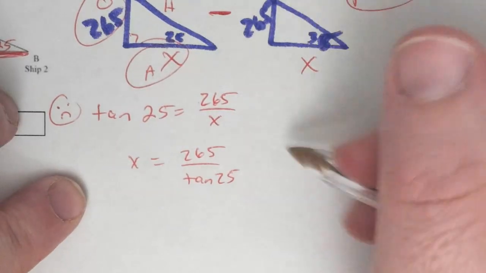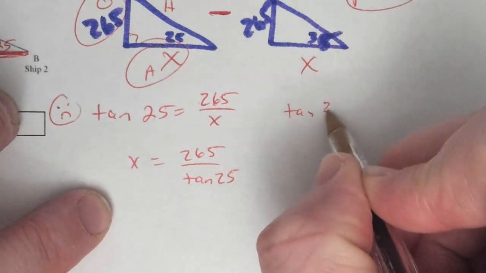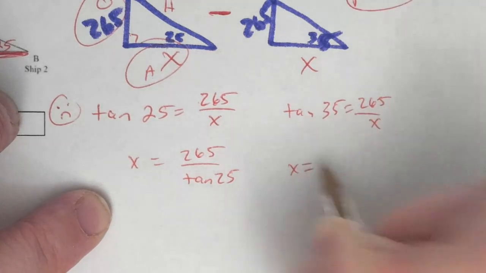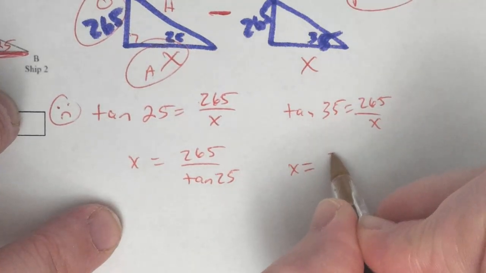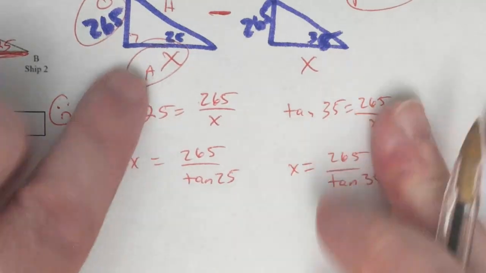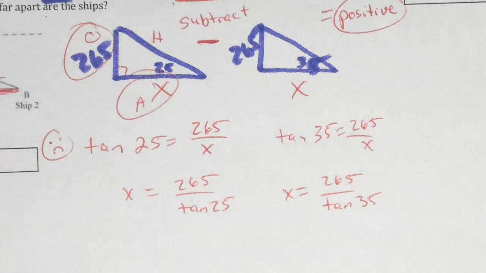And the same thing is going to happen over here. So tan of 35 equals 265 over x. And we're going to end up with x equals 265 over tan of 35. So notice that both of these were the same. We just had to switch. We had to change the numbers. Okay, so we're just going to type this in our calculator.